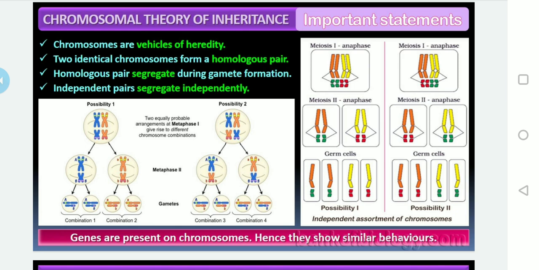The third one is a very important comparison. Independent pairs segregate independently of each other. One pair segregates independently of another pair. So these are all the comparisons between the behavior of chromosomes and genes. You can identify this in each individual in the particular stage of meiosis also: meiosis I anaphase, meiosis II anaphase, the formation of the germ cells, the possibility of the first one, the possibility of the second one. So finally, independent assortment of the chromosomes.